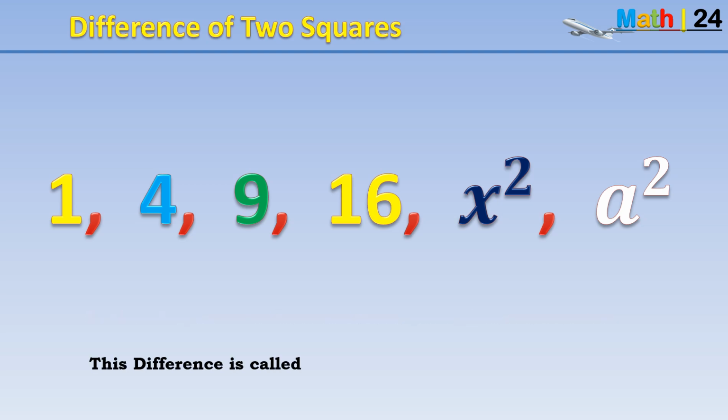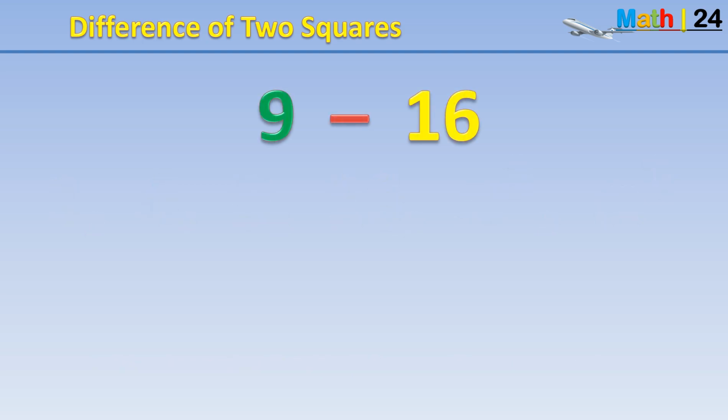Let us take some examples. For example, 9 minus 16 is a difference of a square and a square, so it's a difference of two squares. We equally have x squared minus a squared. We have 1 minus 4y squared. These are examples of differences of two squares.